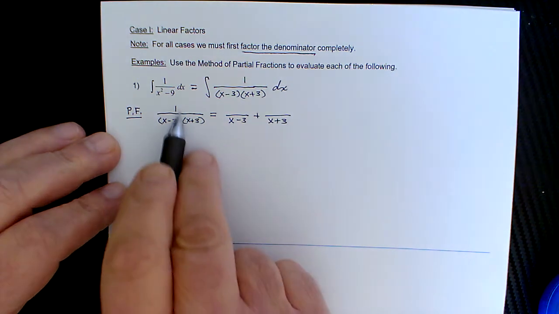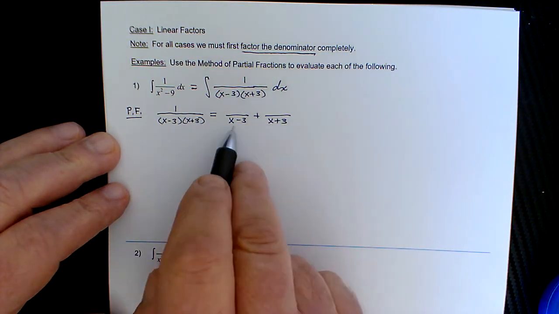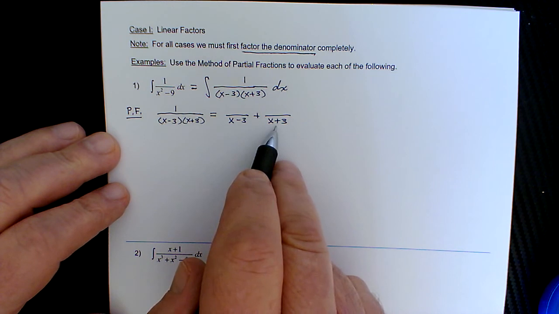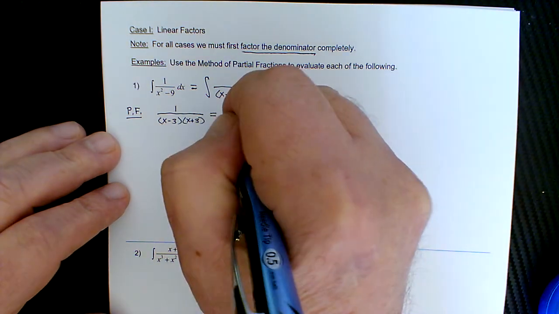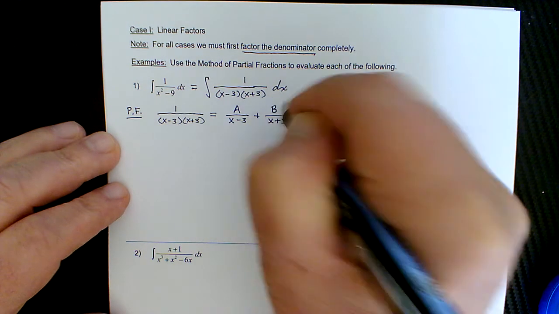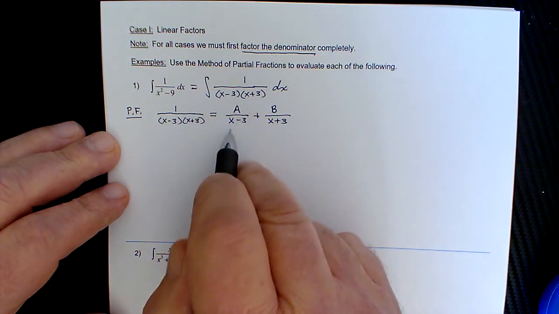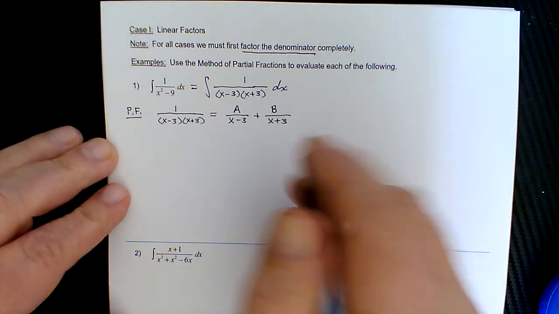Now, this was a proper fraction to begin with, so each of these fractions must be proper, and since they're linear factors, the only thing that we could put above them to keep them proper would be constant terms. So we'll say a and b respectively, because we can't put an x up there, because if we put an x up there, it would no longer be a proper fraction.